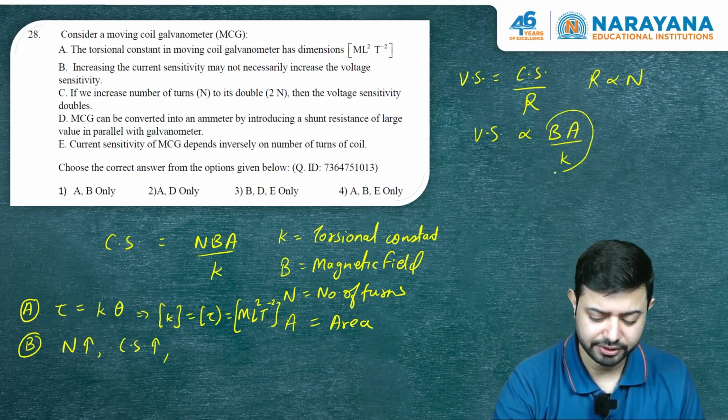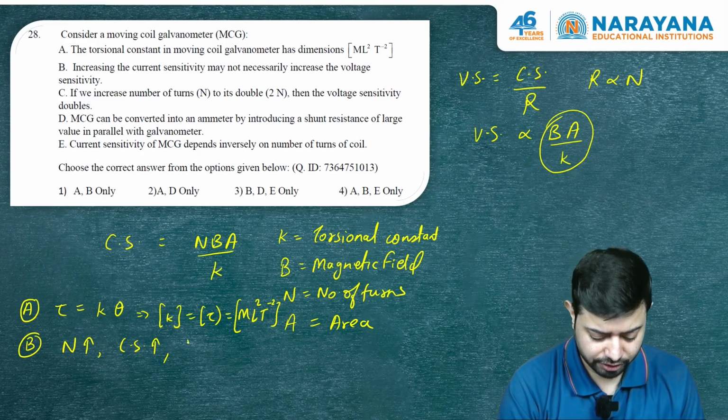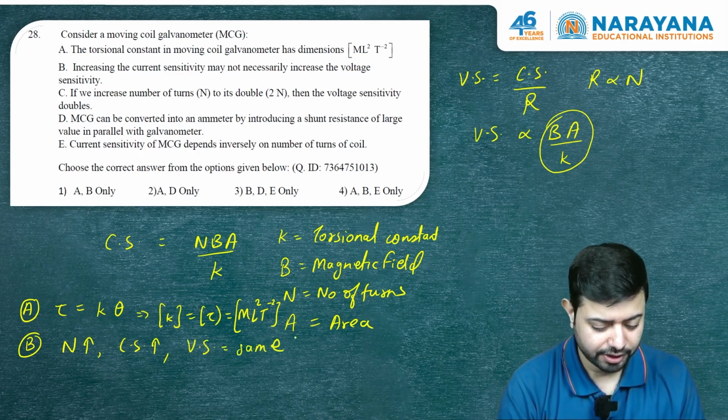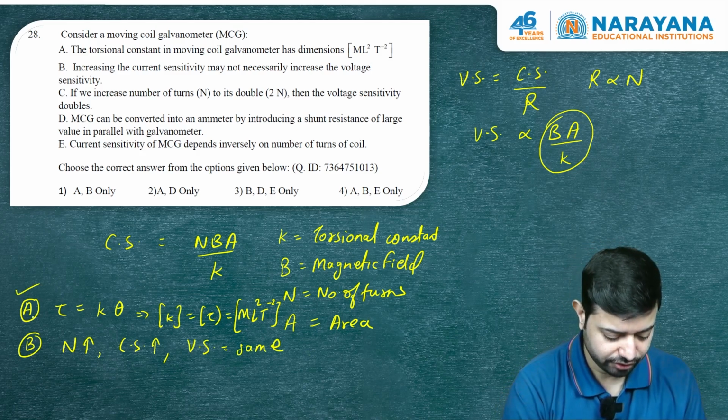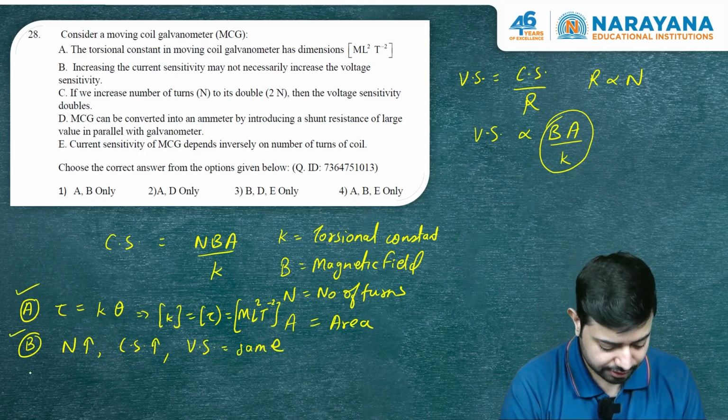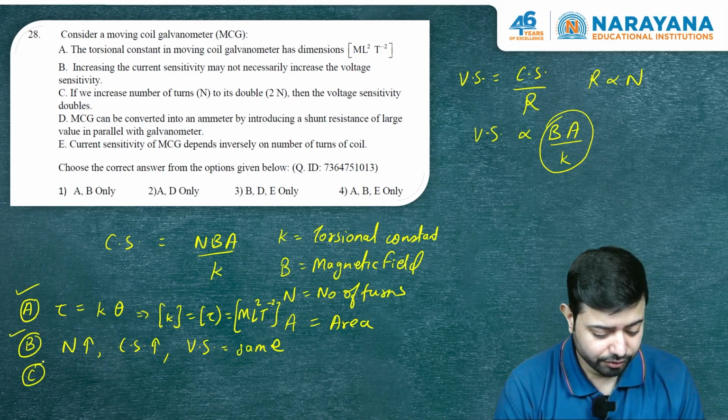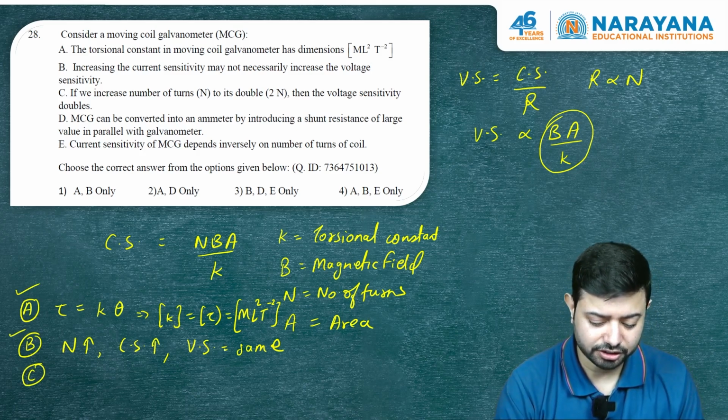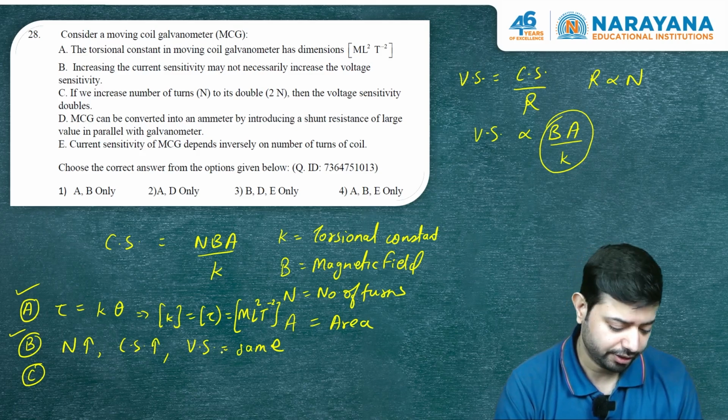Here voltage sensitivity is not depending on n. So, therefore, voltage sensitivity will remain the same, and hence this B option is also correct, right. So, A is correct, B is correct. Then C: a moving coil galvanometer can be converted into an ammeter by introducing a shunt resistance of large value in parallel.